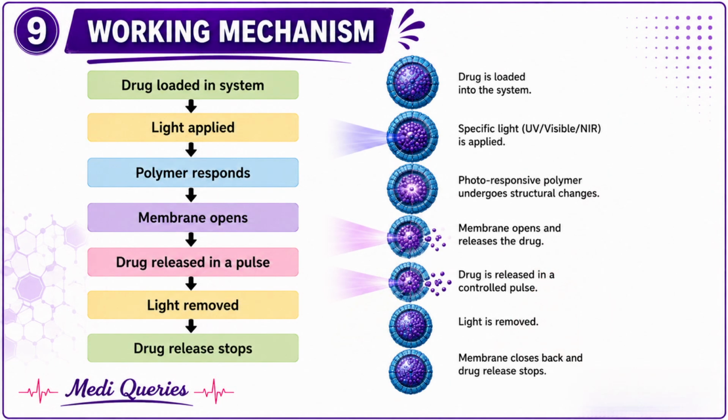Okay, and next one is the working mechanism. Let's understand the process step by step here. First, the drug is loaded into the carrier. Initially no medicine is released. When the light is applied externally, the polymer changes its structure and the membrane opens and the drug comes out rapidly. Okay, when the light is switched off, what will happen? The membrane closes again and the drug release immediately stops. So this is called on-off drug release.